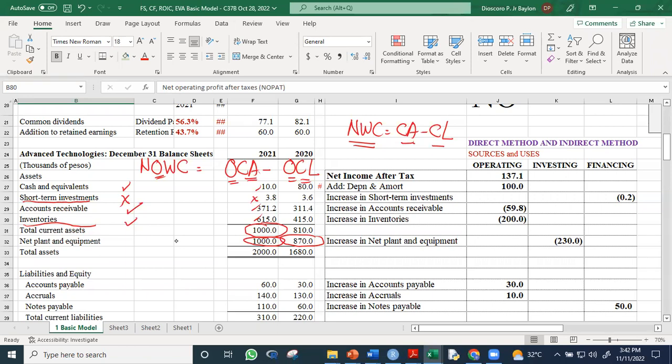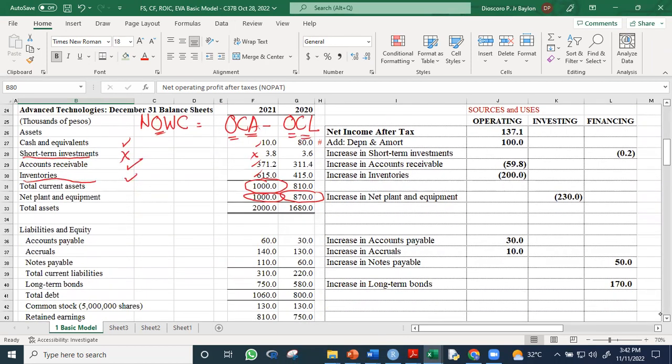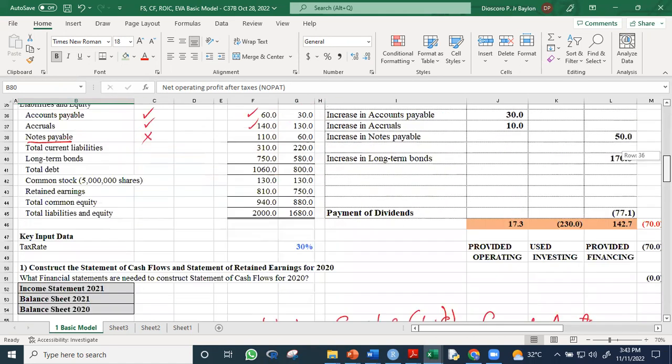And operating current liabilities, let's go down. What will be your operating current liabilities? Accounts payable is okay. Accruals is okay. Notes payable, as the name suggests, because this is interest bearing, will not form part of your operating current liabilities. So operating current liabilities will only include accounts payable and accruals. Okay, with that, we're now ready to compute our NOWC, our net operating working capital.